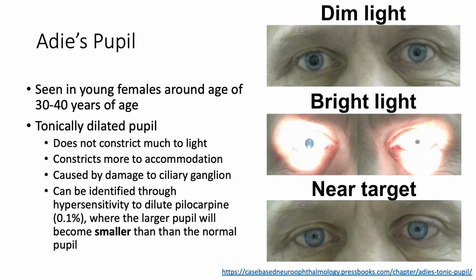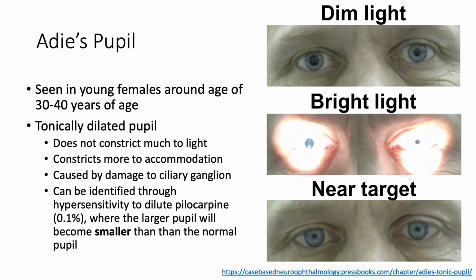One final thing to talk about when considering anisocoria that is worse in light is Adie's pupil. This condition is usually seen in females around the third to fourth decade of life. Adie's pupil presents as a pupil that remains consistently dilated and does not constrict much to light. An interesting feature about Adie's pupil is that this pupil does constrict well when looking at near objects for accommodation, as seen in the bottom image.